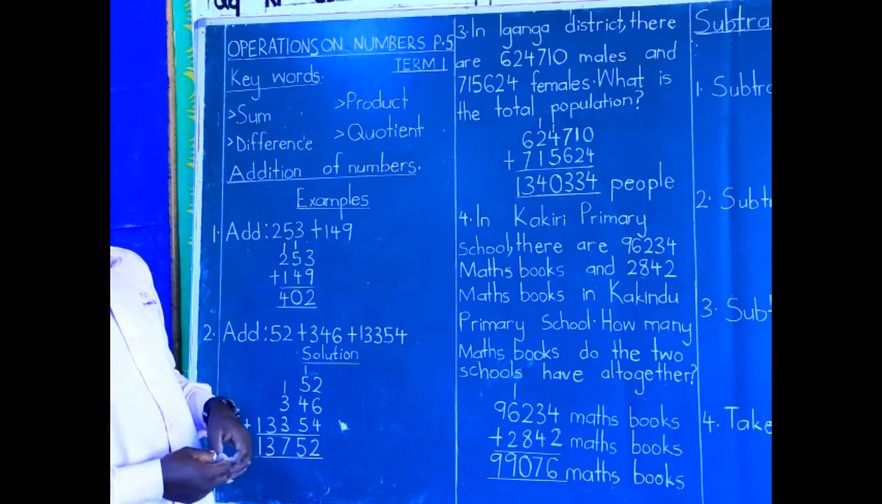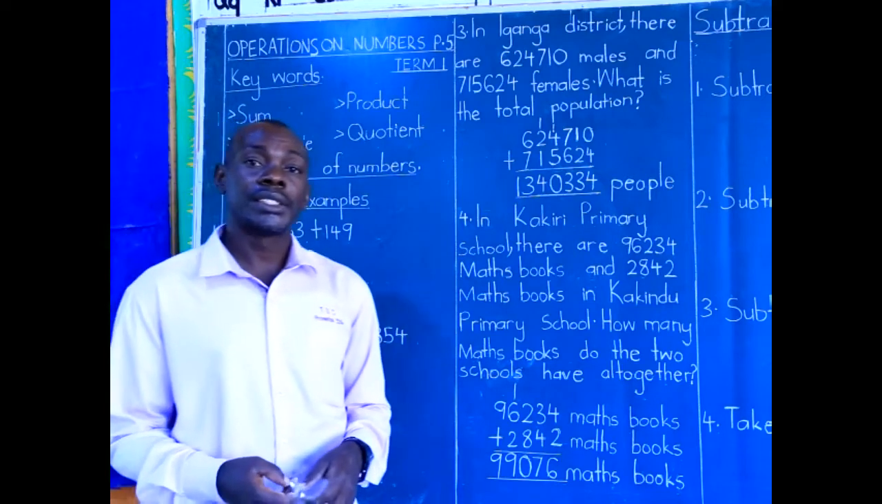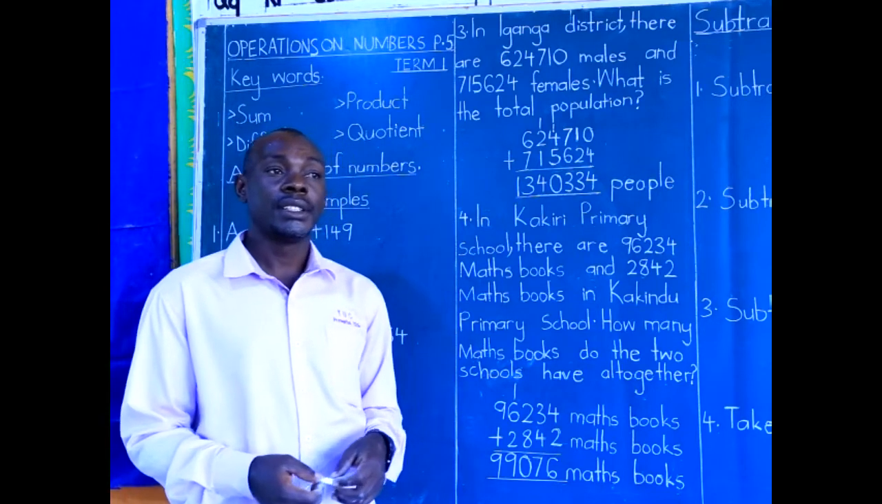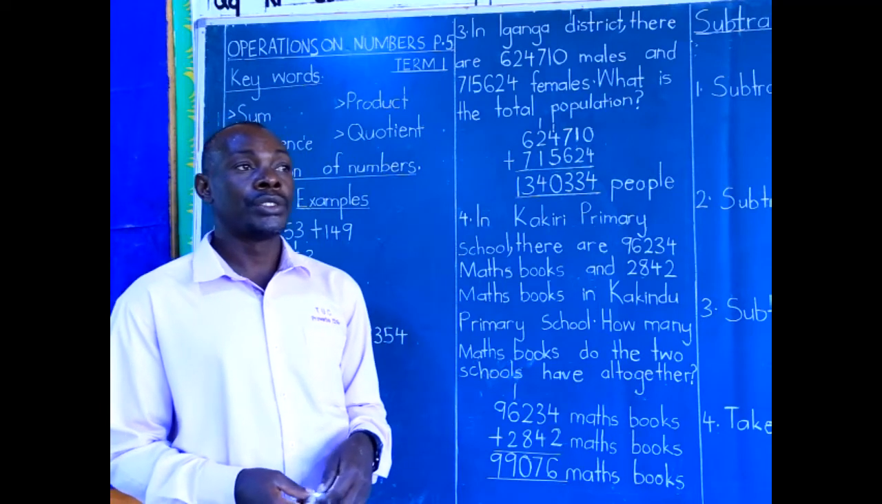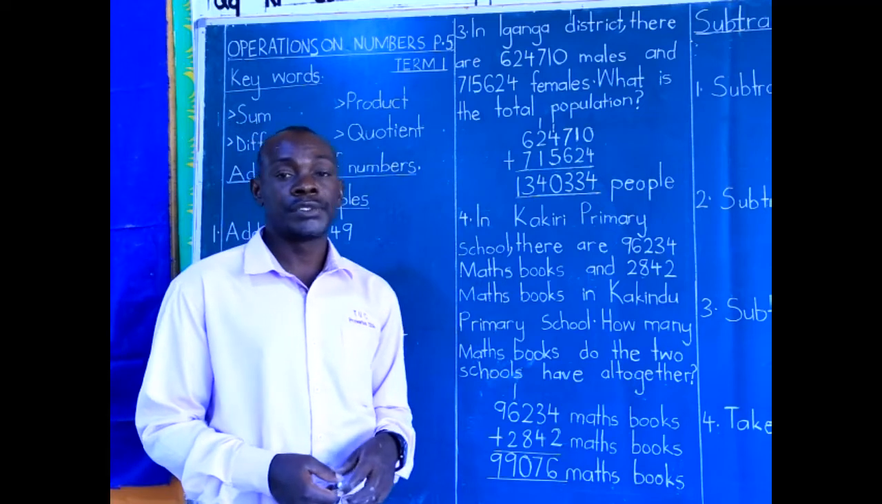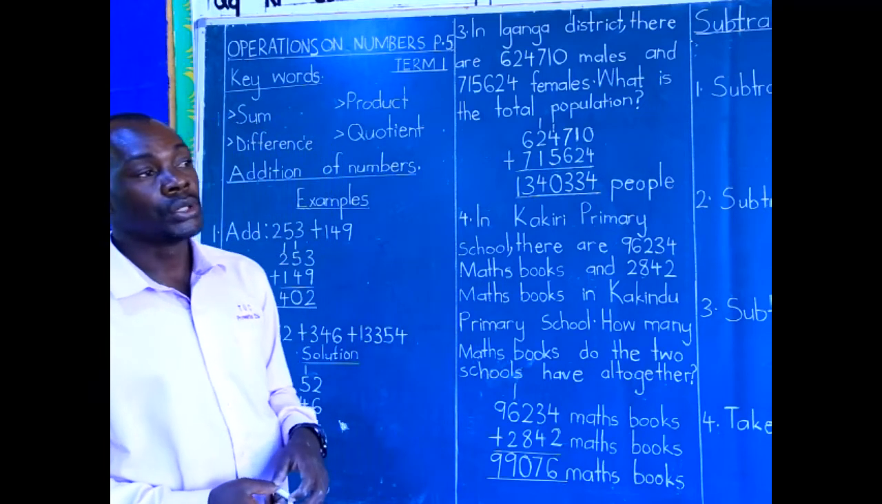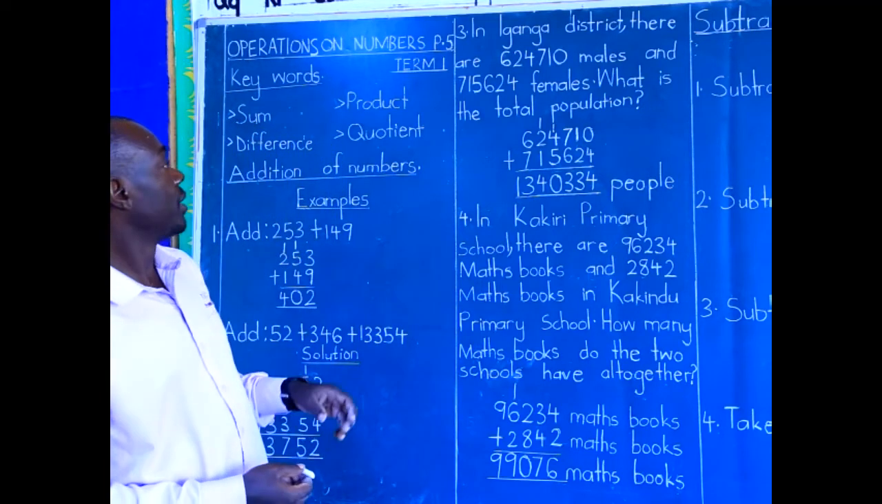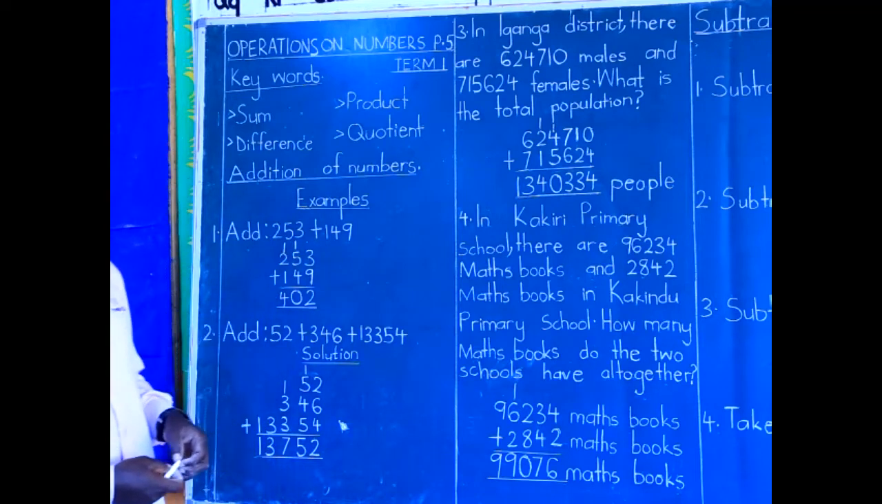For example, one can be asked, find the sum of 2 and 3. One will be required to add 2 and 3, so the working is 2 plus 3, which is equal to 5. That 5 is the sum. So sum means the result after adding two or more numbers.